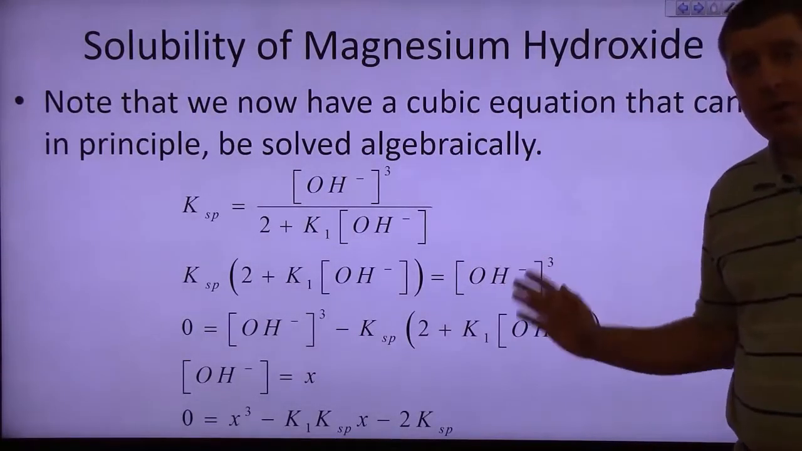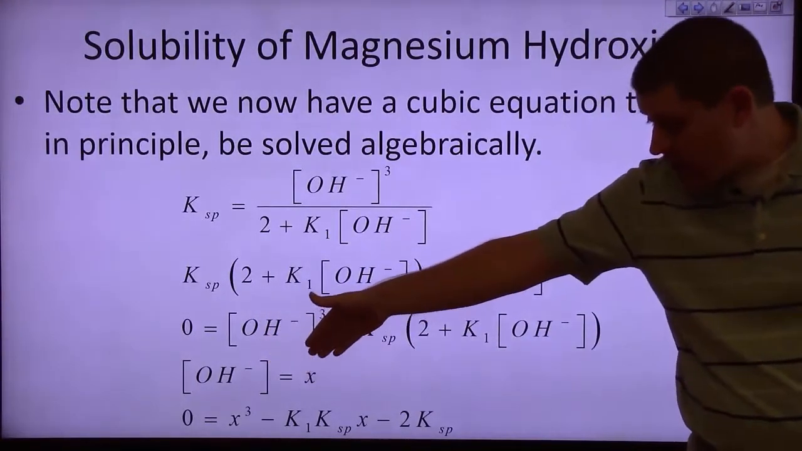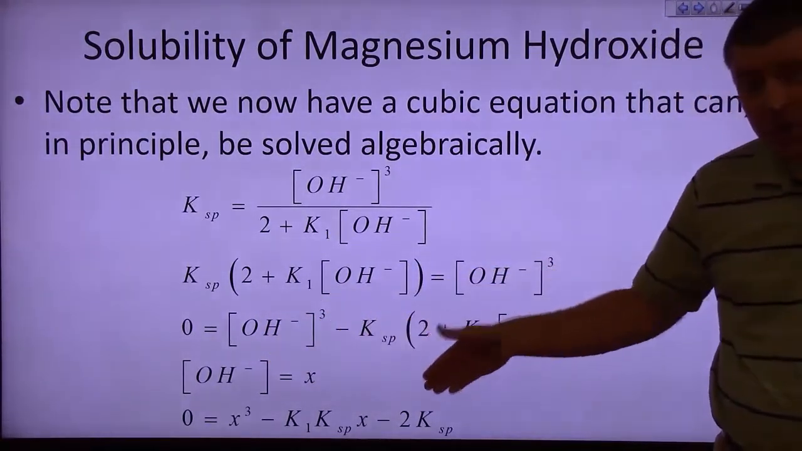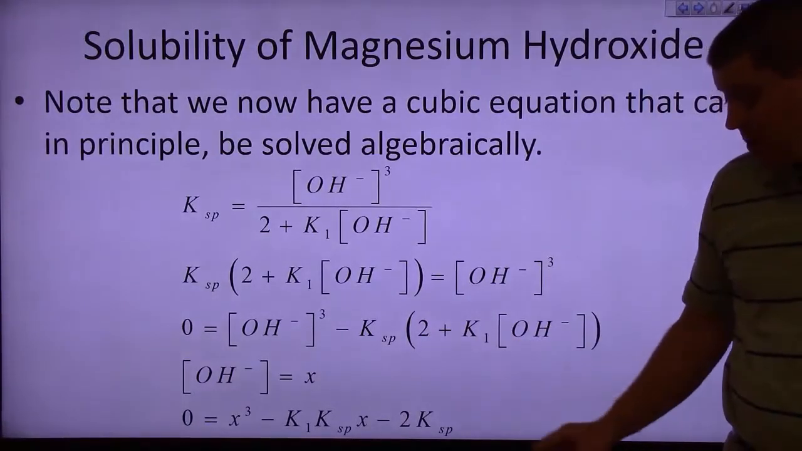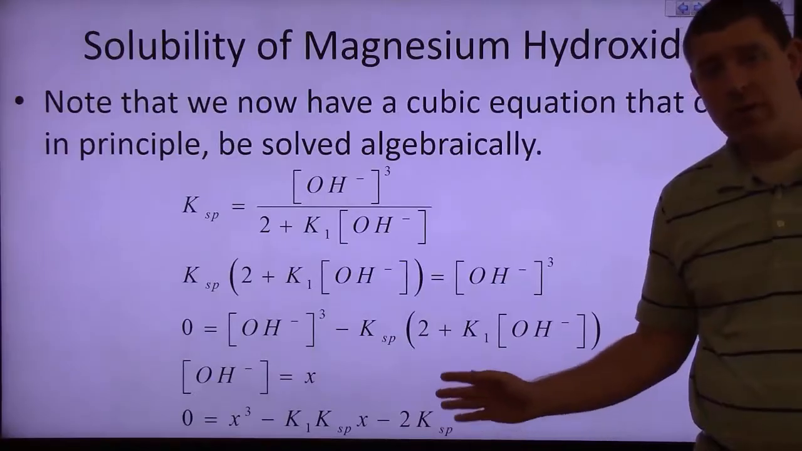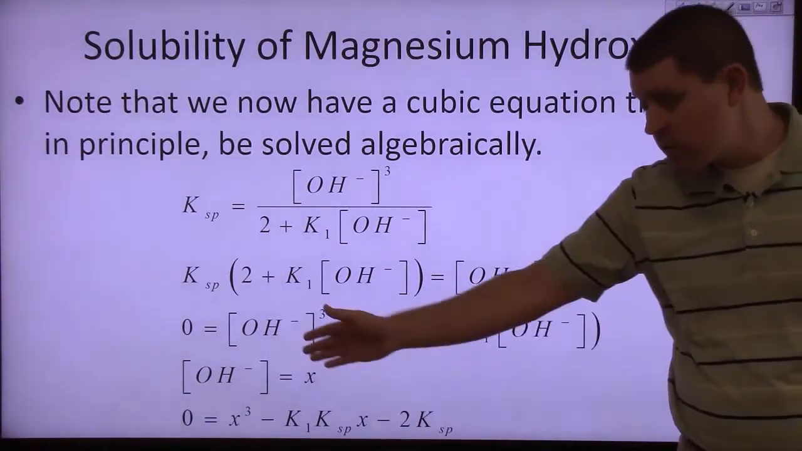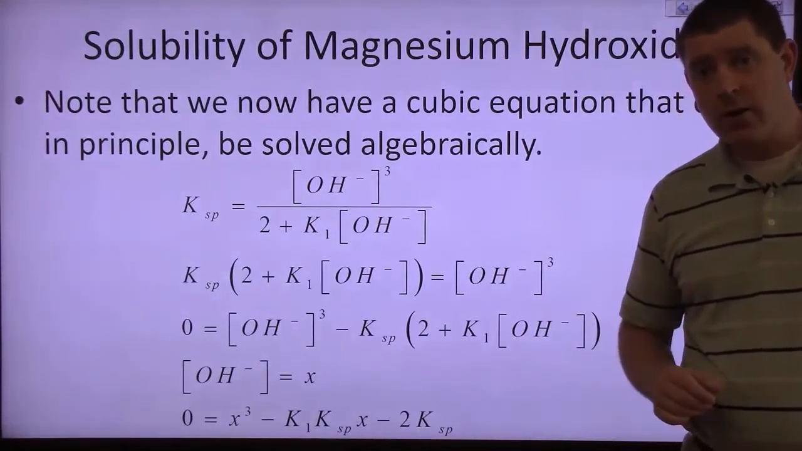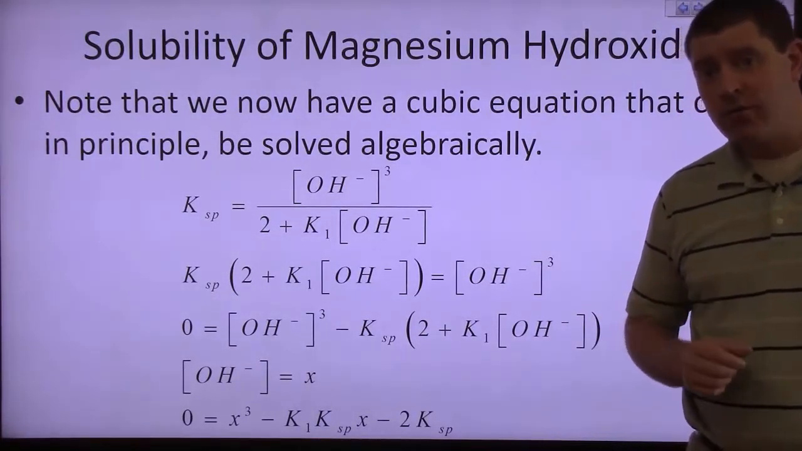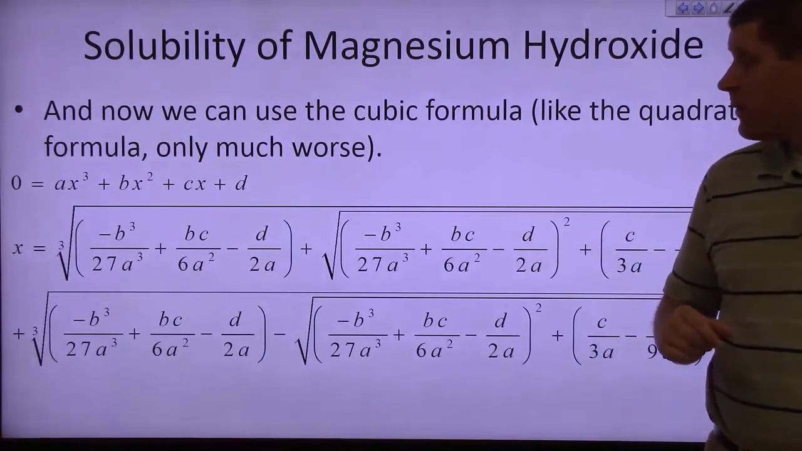So if we replace the hydroxide ion concentration with x, we end up getting 0 is equal to x cubed minus K1 times KSP times x minus 2 KSP. You might notice this is similar to the form of a quadratic equation, only in this case it's a cubic equation because we have x cubed. And just like with a quadratic equation, we have a formula for a cubic equation. We have a cubic formula. So we can go ahead and use the cubic formula.